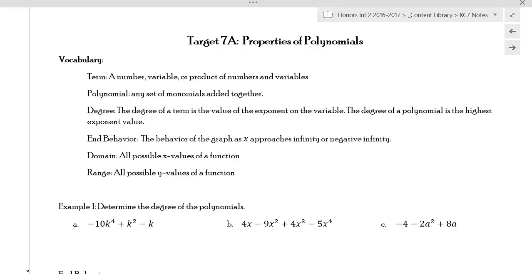Today we're really going to talk about end behavior. End behavior is the behavior of the graph as x approaches infinity or negative infinity. Infinity is just what it's doing as it goes to the right. Negative infinity is what it is doing as it goes to the left. Domain is all possible x values of a function, and range is all possible y values of a function. Okay? So let's look at some examples.